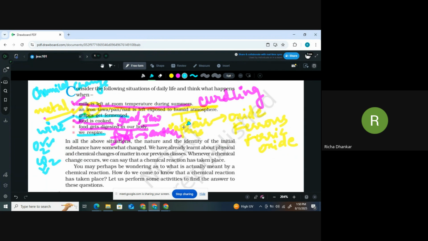Secondly, one more example, a very great example. When you eat salad daily with your food, you see a lot of vegetables and fruits being chopped and you eat them raw.